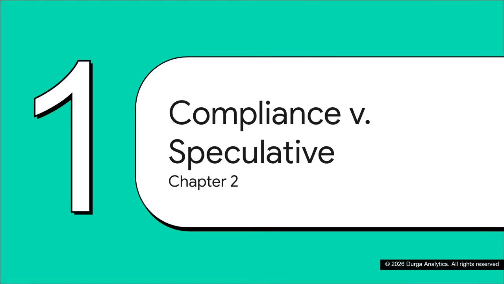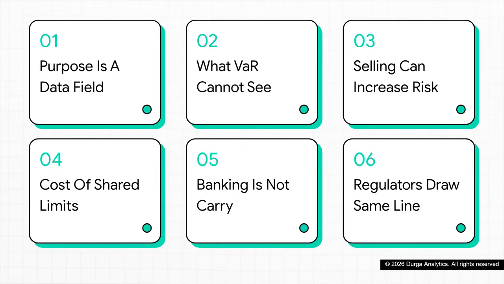So, let's get into Chapter 2, Compliance versus Speculative Emissions Desks. Today, we're looking at a scenario with an identical instrument and an identical quantity, but governed by entirely opposite control regimes. We're going to explore what it actually costs a firm to pretend those regimes are exactly the same.